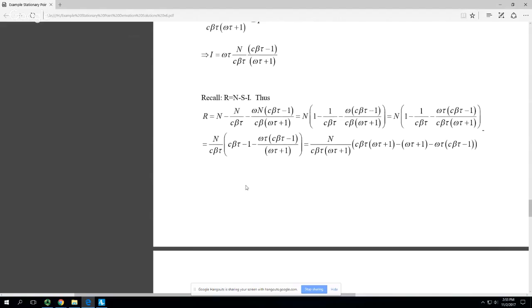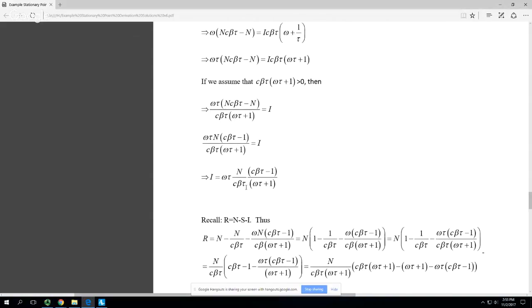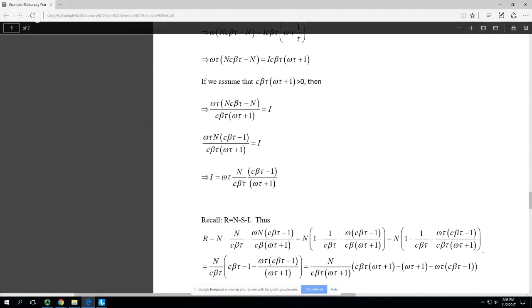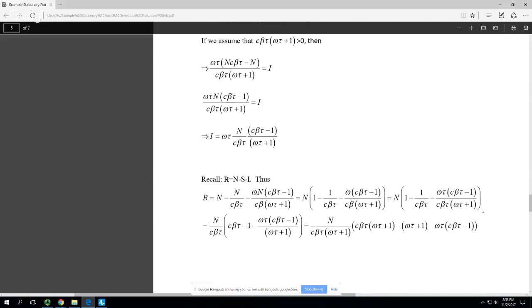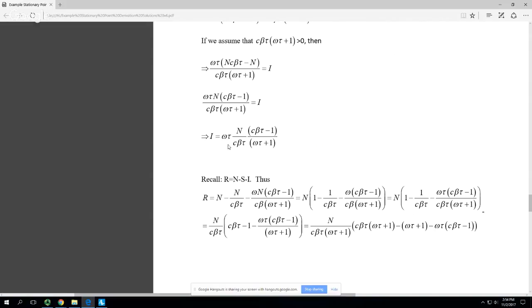Now we're going to talk about the interpretation of that in just a second, but it turns out that each of these terms is significant. This n times c over beta times tau is n over r0. It's the fraction that are susceptible. And it turns out omega n times tau is a dimensionless quantity, having to do with the rate of losing immunity compared to the rate of recovering. If the rate of losing immunity is higher, or the time spent infected is lower, as long as their product is the same, we're going to have this term be equal and this term be equal here.